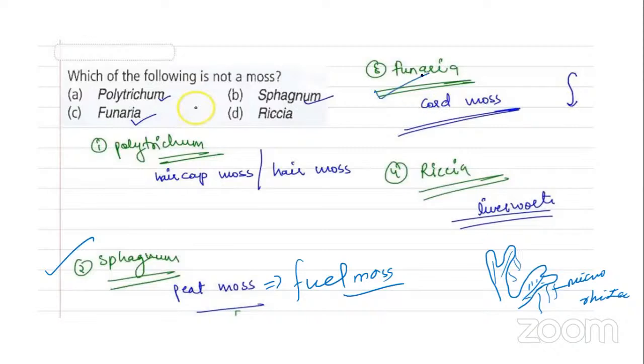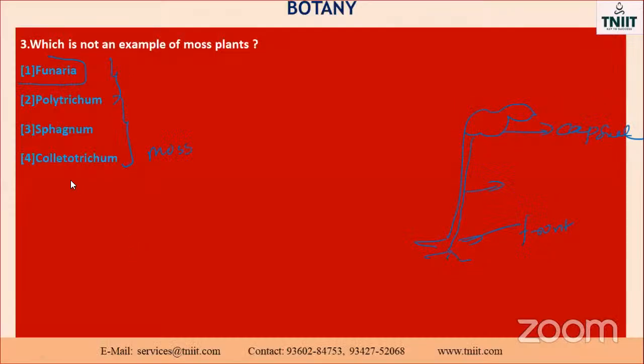So Funaria also comes. Polytrichum is also a moss. And Sphagnum is also a moss. So Riccia is not a moss. Likewise, here what they have given is Cholicotrichum. Cholicotrichum. Isn't it? So the Cholicotrichum is not a moss. Okay. Except this one, all are moss only. The answer is the fourth one, it is the correct one.